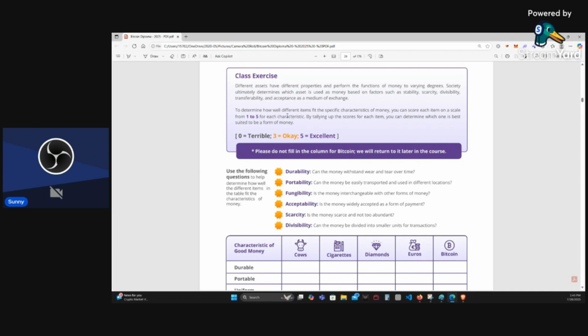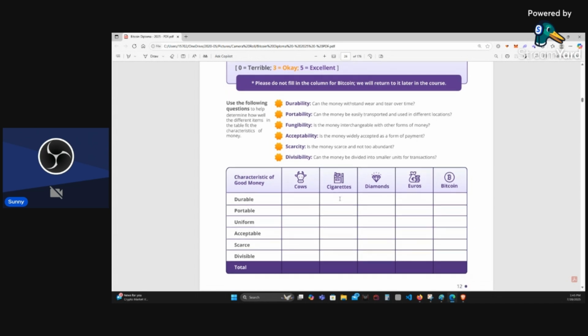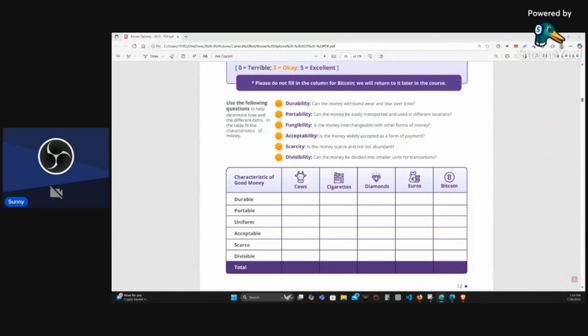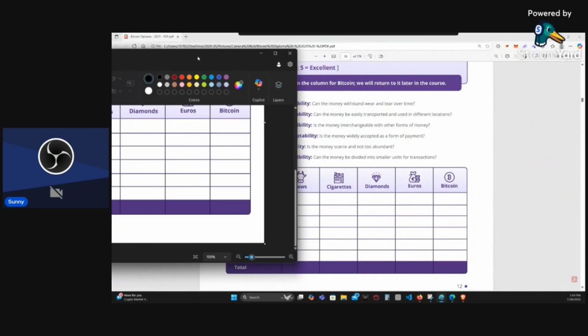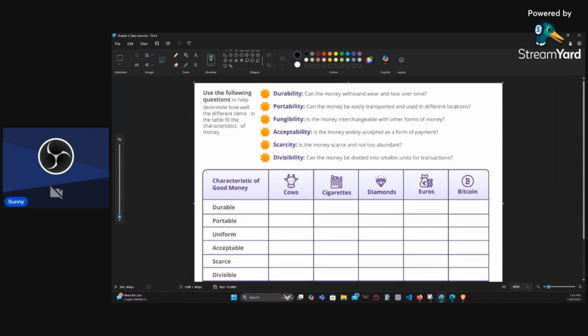To determine how well different items fit the specific characteristics of money, you can score each item on a scale from 1 to 5 for each characteristic. So we're just going to check off which asset or item here has the characteristics that make good money. I'm going to pull up the little paint so we can check this off together. So let's see here.